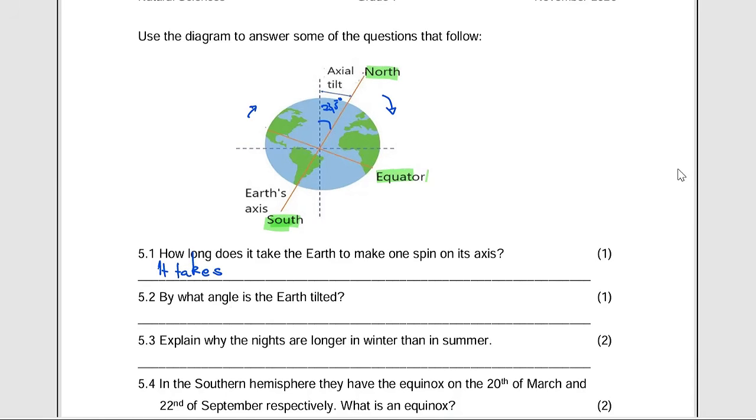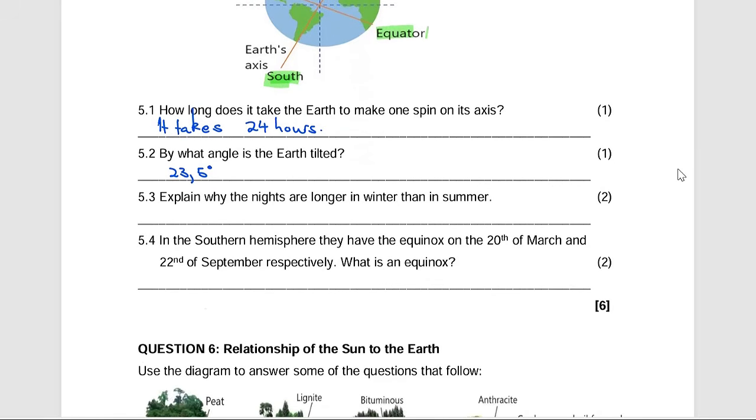How long is a day? A day is 24 hours, right? So it takes 24 hours. By what angle is the earth tilted? That tilt, I already mentioned it. It tilts at an angle of 23.5 degrees, right?